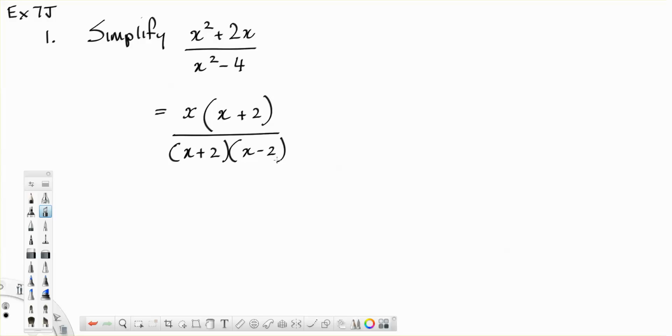Now we've got the top factorised, we've got the bottom factorised. So now we can divide the top and the bottom through by common factors. You'll see that in the top there's an x plus 2, and there's an x plus 2 in the bottom as well. If we divide the top and the bottom by x plus 2, that eliminates it from the top and the bottom, and we end up with a simplified expression, and it's going to look like this: x on x minus 2. And that's it. We're done simplifying. We've finished that question.